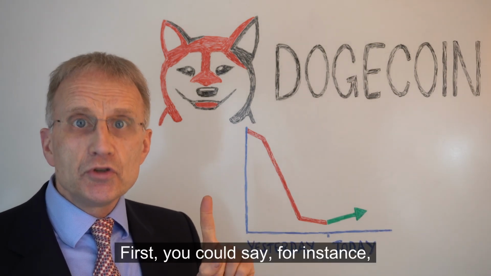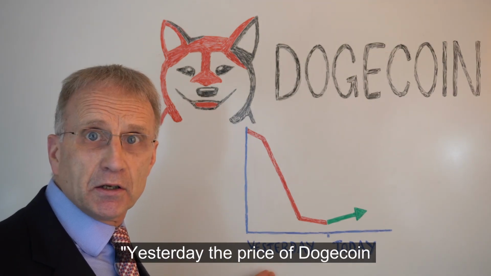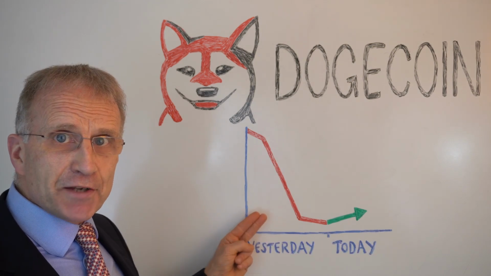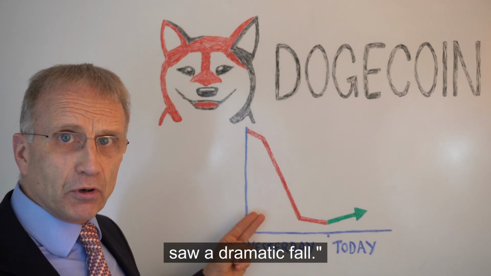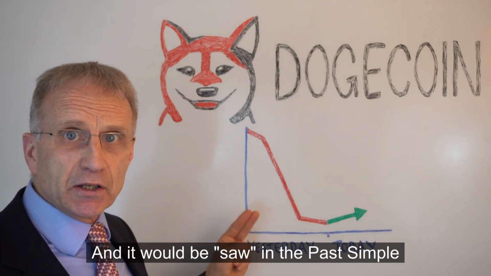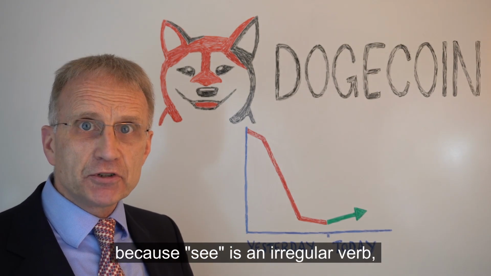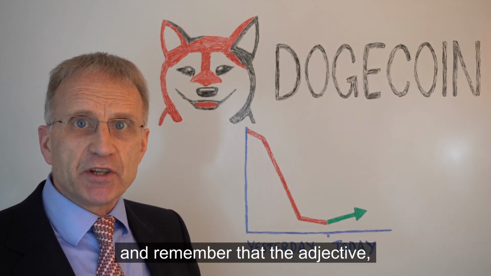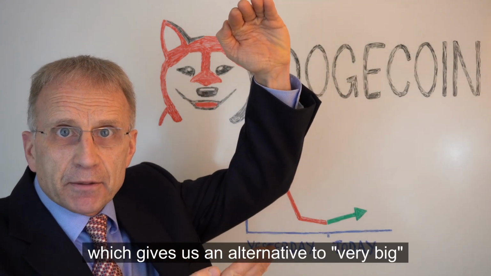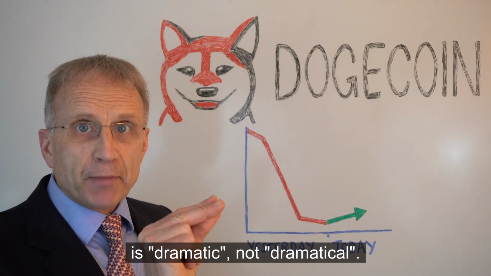First, you could say, for instance, yesterday, the price of Dogecoin saw a dramatic fall. And it would be saw in the past simple because see is an irregular verb. And remember that the adjective, which gives us an alternative to very big, is dramatic, not dramatical.